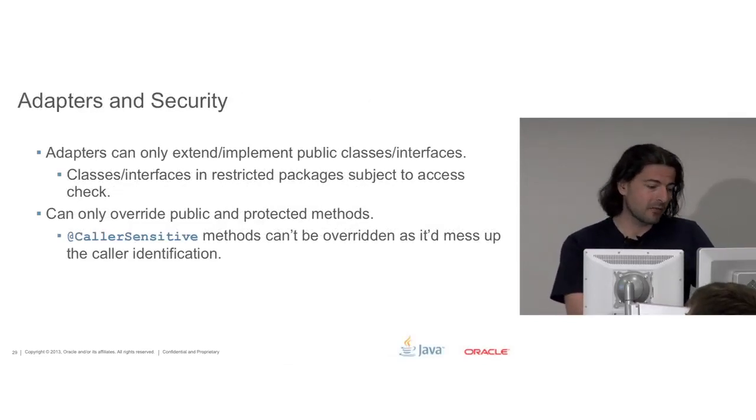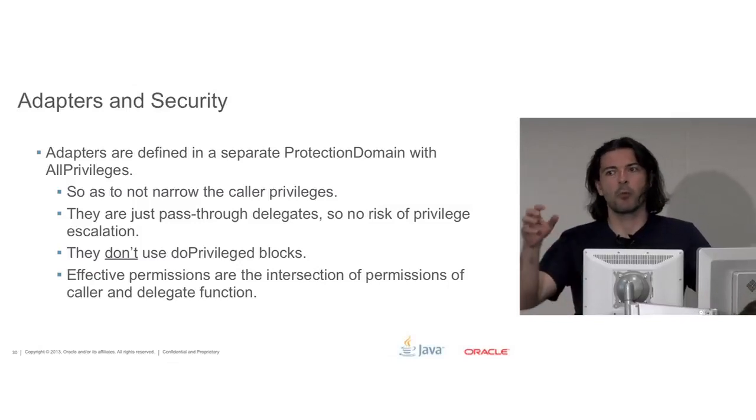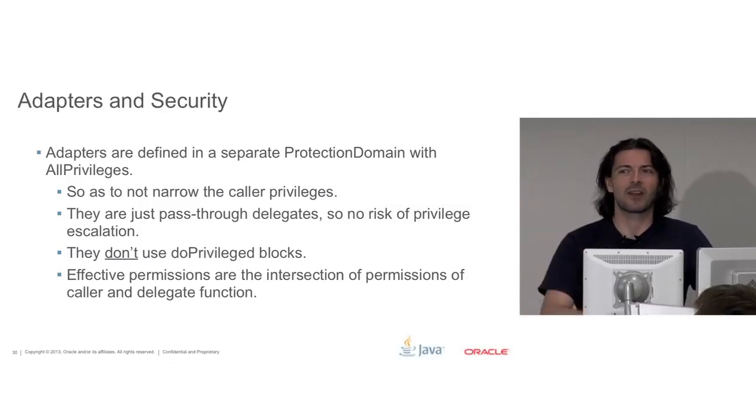Security, as I said, is a big thing for us. We are very strict about only extending or implementing public classes and interfaces. Those that are in restricted packages are subject to access check. This only works if you have a security manager present, otherwise it's free for all, obviously. You can only override public and protected methods, and so far we are preventing implementing of caller sensitive methods, because they would mess up the right caller identification. We might do something about that sometime in the future, but I don't think there's currently a good solution for this. Like having some transparent way of saying I'm operating on behalf of this code, so I'm transparent as far as caller identification goes, but let's not go there right now.